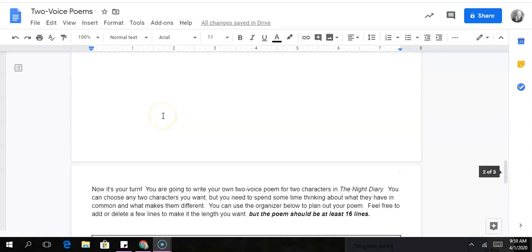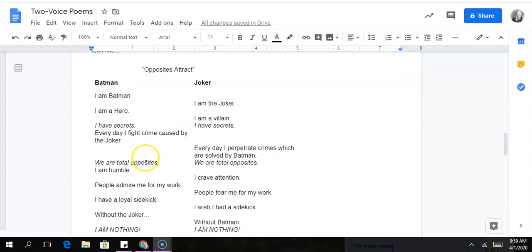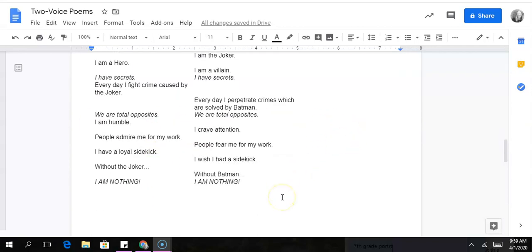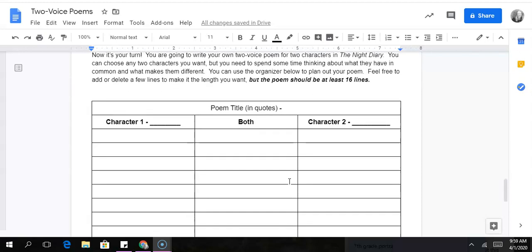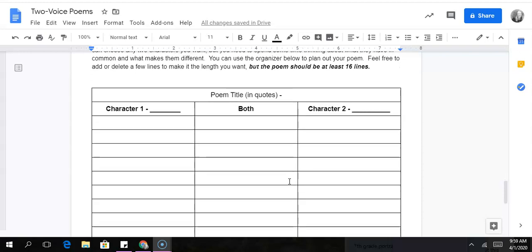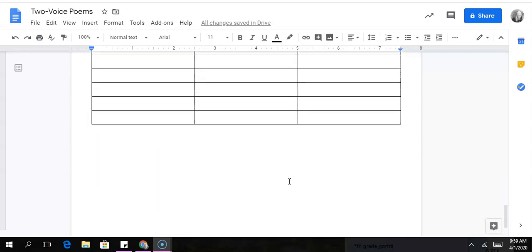Ultimately, you're going to produce a poem that looks like a final product like this. Your poem should be at least 16 lines total, but you're welcome to do more. And I want you to really think about all sides of these characters, what makes them uniquely who they are and what they share. If you have any questions, let me know.